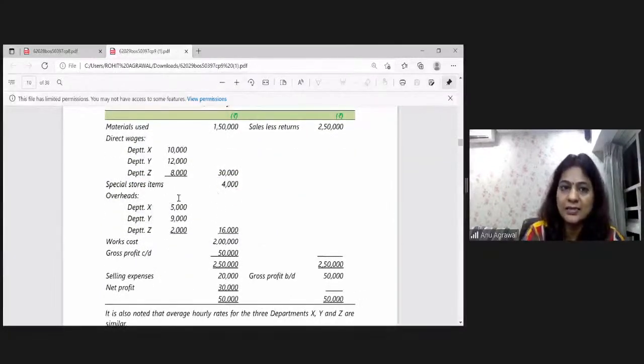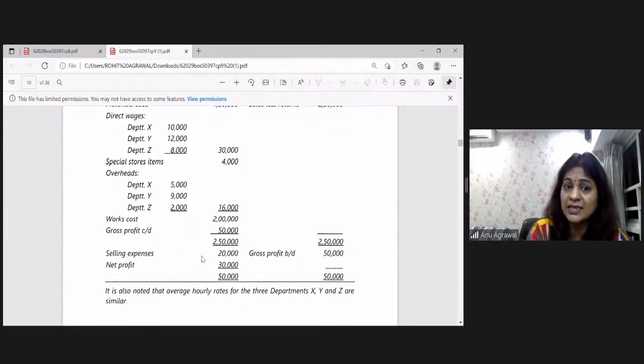And there I can see that if in department X the direct wages are 10,000, then the overheads of that department was 5,000. So can you form a relationship? 5,000 divided by 10,000 into 100. So you say if wages in X department are 100, then overheads is 50% of it, that is 50. Similarly for Y, similarly for Z.